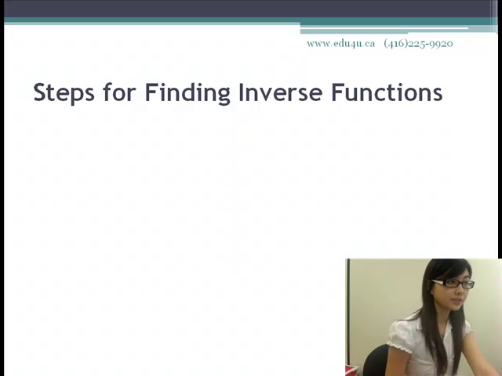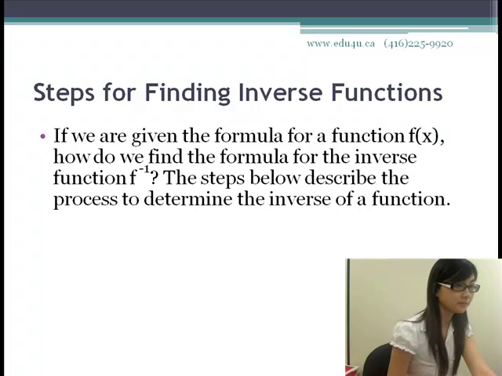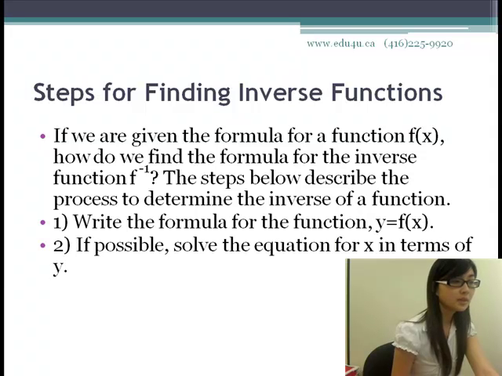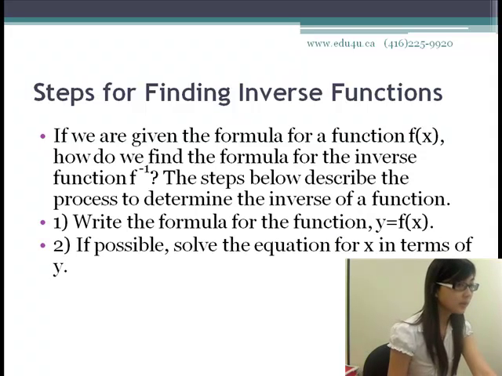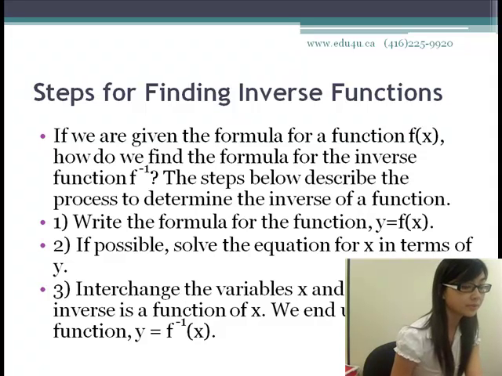Steps for finding inverse functions. If we're given a formula for a function f of x, how do we find the formula for the inverse function? Step 1, we write out the formula for the function y equals f of x, and that would be the original function. Step 2, if possible, solve the equation for x in terms of y. And then we interchange the variables x and y. So y becomes x and x becomes y, so that for the inverse function of x, we end up with y equals the inverse of the function.